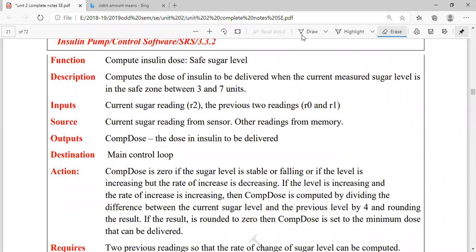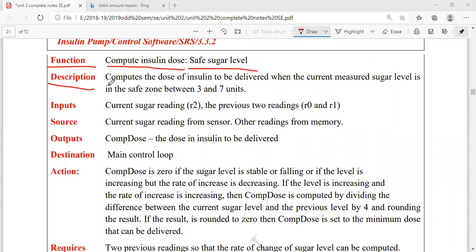All right. So what is the main function here? The main function I want to categorize is to calculate the insulin dose. And how do you have to calculate that? It should be safe. Whatever dose you calculate, it should have a safe sugar level. So description is nothing but the detail about this function. What is the detailing of the function? You have to compute the dose of insulin to be delivered.